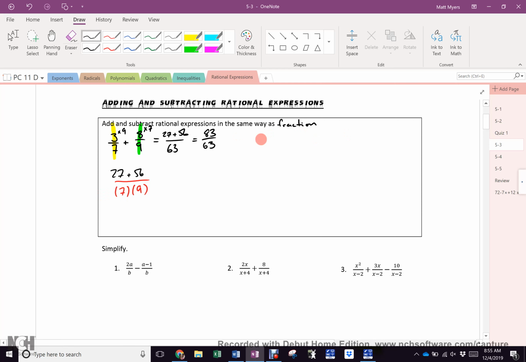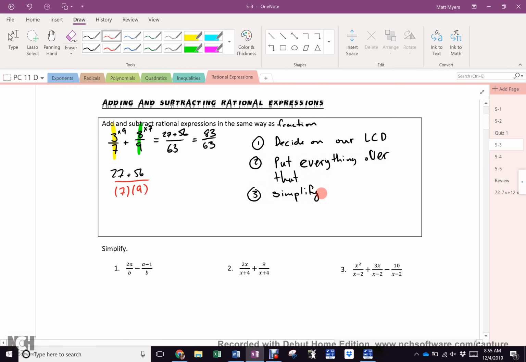So, what we do for rational expressions, first thing we do is we decide on our LCD, lowest common denominator. 2, we put everything over that. 3, we simplify. Now, simplifying so far has only been canceling, yes? Right? So far, that's all we've done. But now we're adding and subtracting. Agreed? So we also may have to add or subtract polynomials.